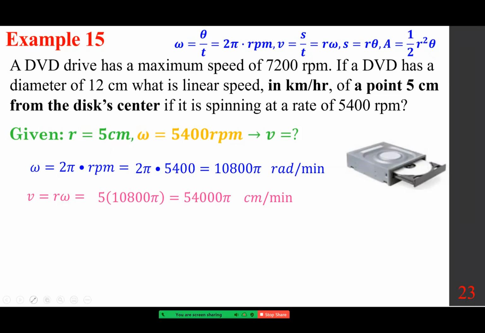And again, we are done here. But we want to change it to kilometers per hour. And we do that: 1 meter is 100 centimeters, 1 hour is 60 minutes, and 1 kilometer is 1,000 meters.